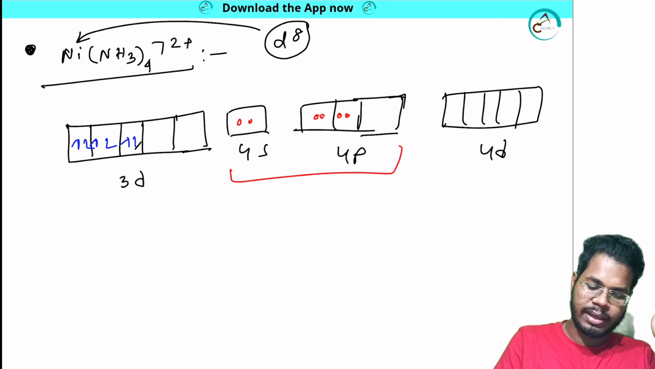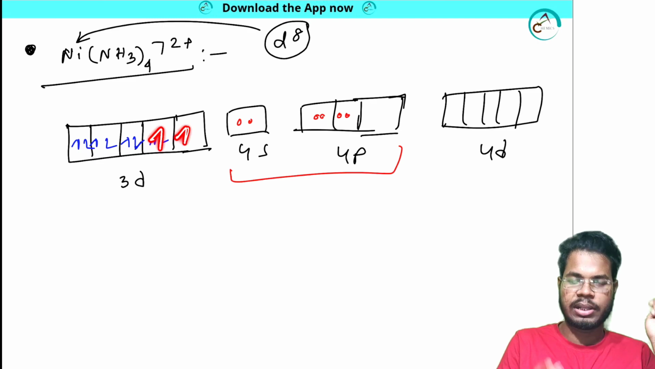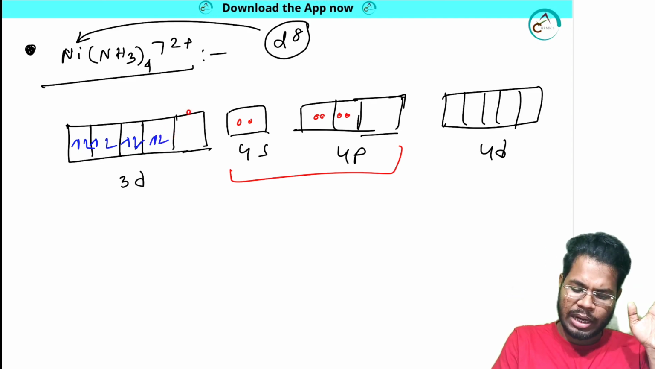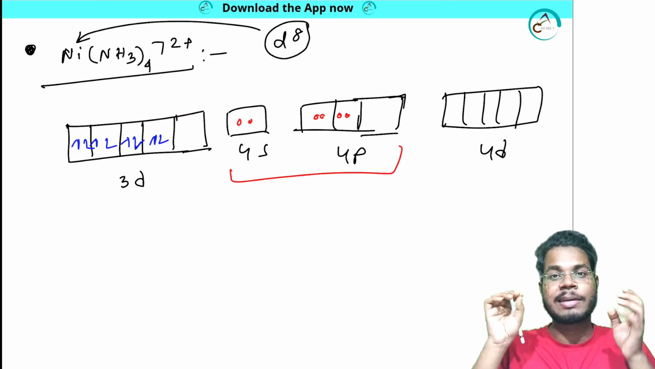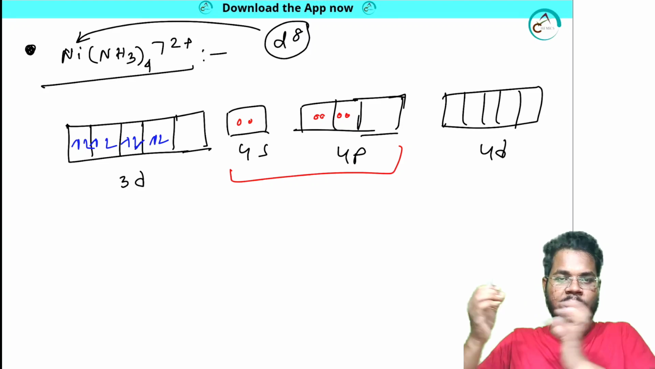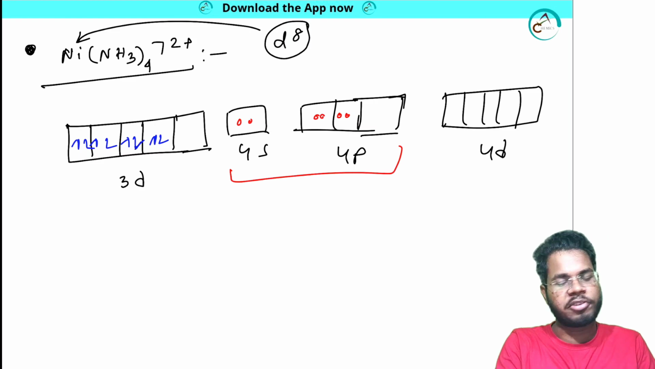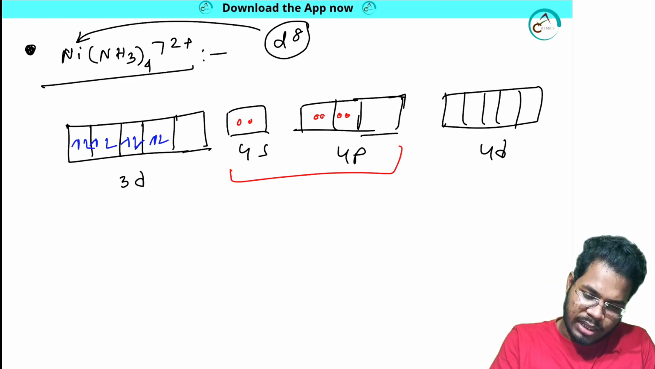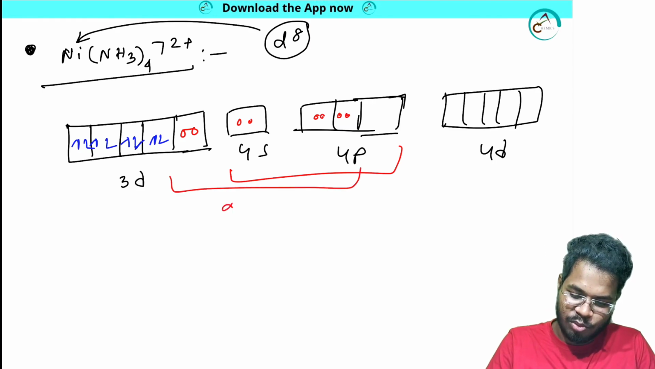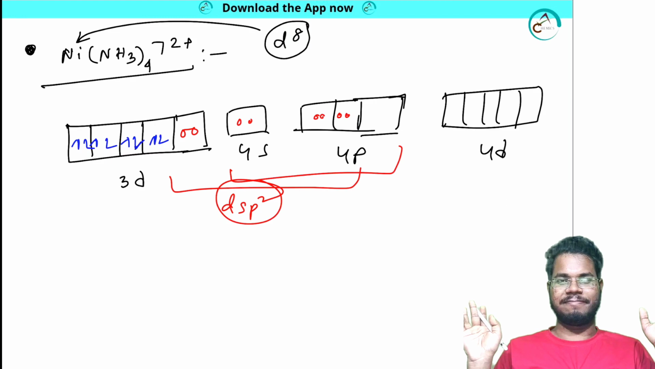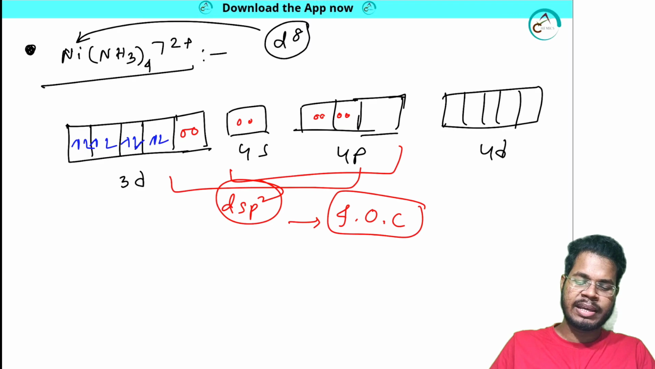There are 8 electrons in total, but one electron will come here and pair up. There are some conditions for pairing up, which I will cover after the tetrahedral system, once we have covered octahedral, square planar and tetrahedral. Another ligand electron pair will come over here. So now we are getting dsp2 hybridization. It is of course an inner orbital complex, because we are using the inner 3d.